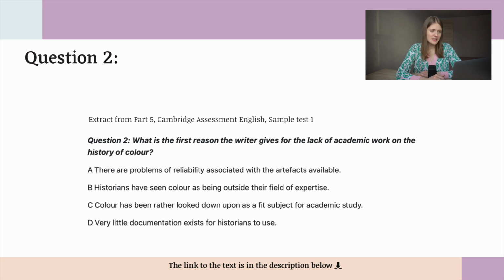C. Color has been rather looked down upon as a fit subject for academic study. No information about that. D. Very little documentation exists for historians to use. Incorrect. And here is the trick. The passage itself has the word documentation, which is rather misleading because a person might mindlessly pick it without even justifying it. And it will be a crucial mistake, because the author simply mentions it but doesn't elaborate further.